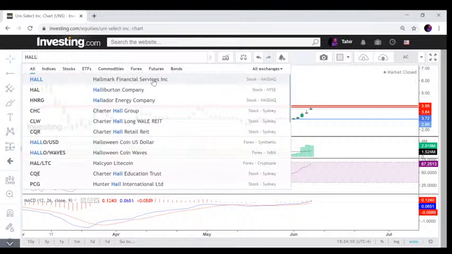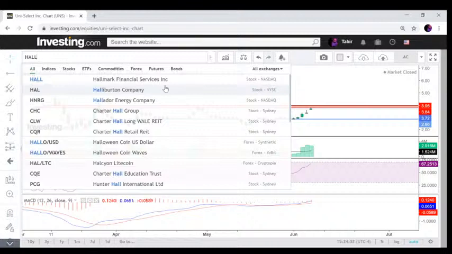Musa, can you confirm this? In the meanwhile, I will be taking the other one. Just confirm for me about this Hall, because we have similar names in the Canadian and in the US market. So if you can write in brackets here, the same name, it will be easy to identify.